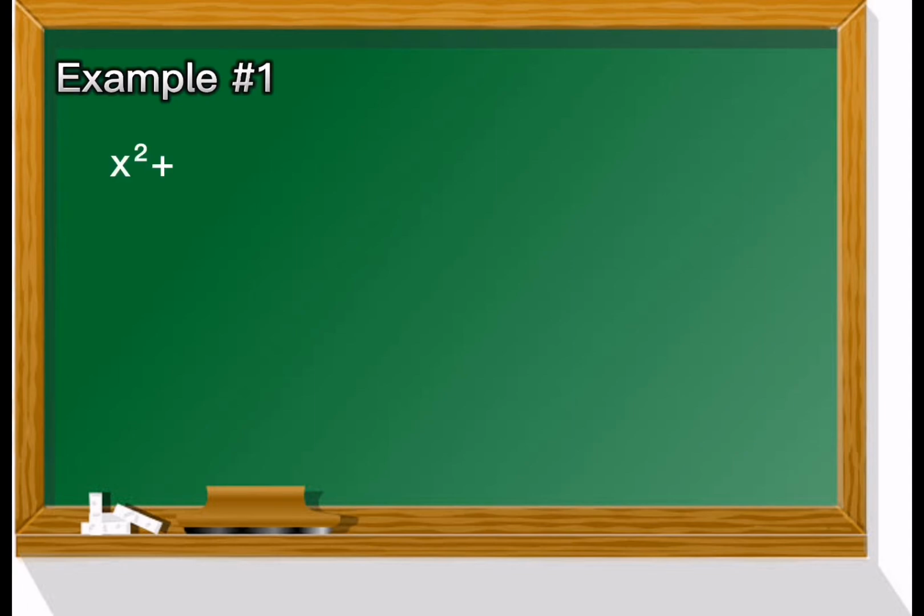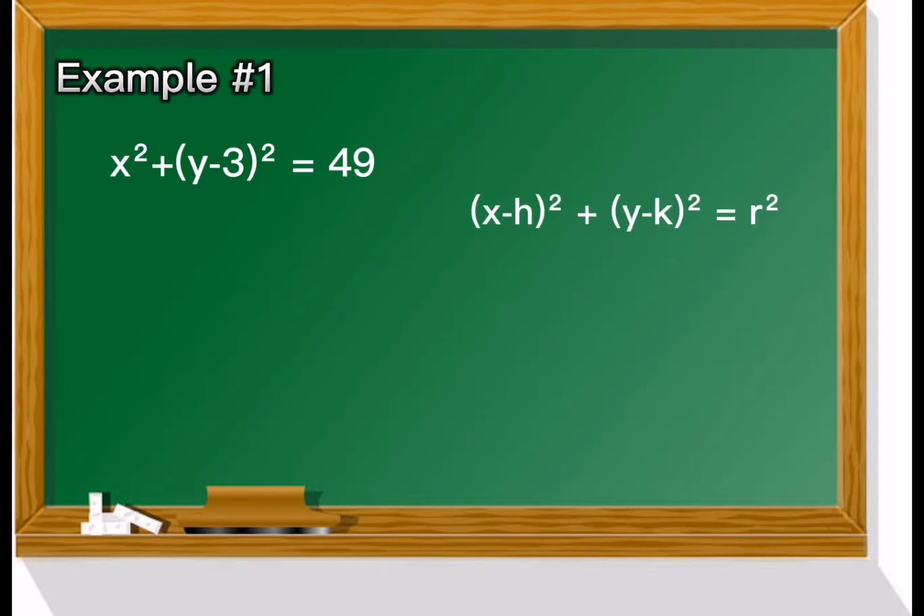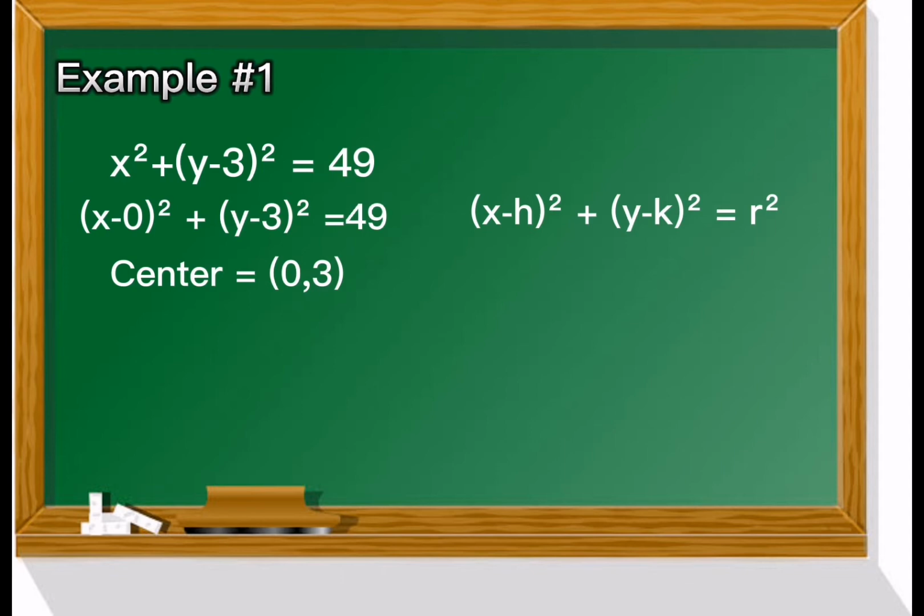x^2 + (y - 3)^2 = 49. We know that the standard form of the equation of a circle is (x - h)^2 + (y - k)^2 = r^2. First, we will write the given equation in standard form. So, the center of the circle is (0, 3). To get the radius, we first take the square root of both sides of the equation. So, the radius is equal to 7.